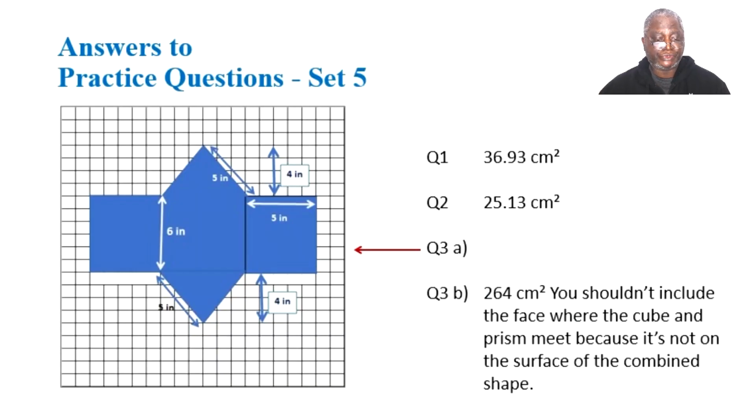And your answers. So practice question 5. Question 1, that is 6.93 centimeters squared. Question 2, 25.13 centimeters squared. And then there's your drawing of the net. And then question 3b, 264 centimeters squared. Please read the notes that follow. It helps you understand what you're doing.